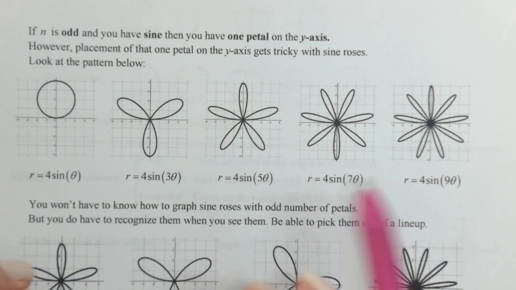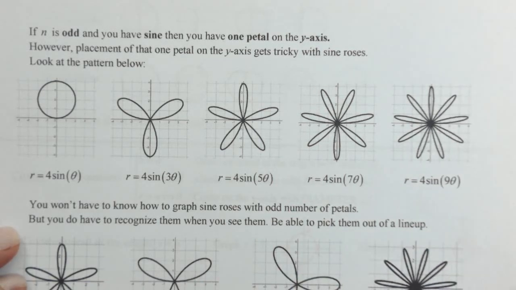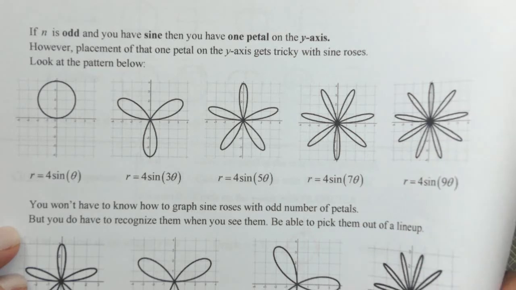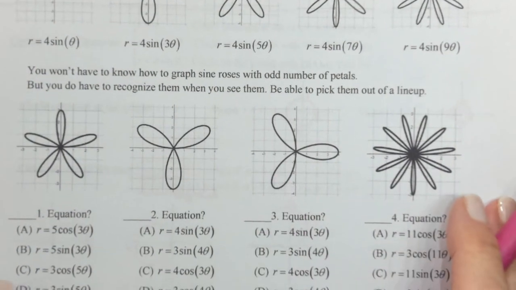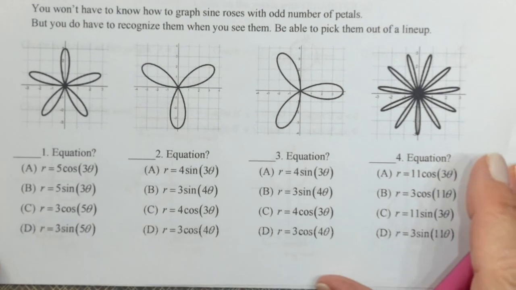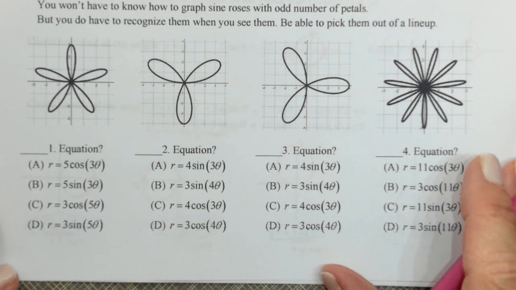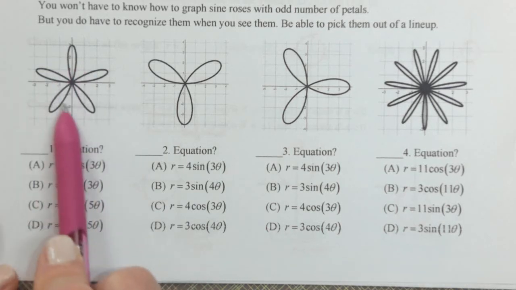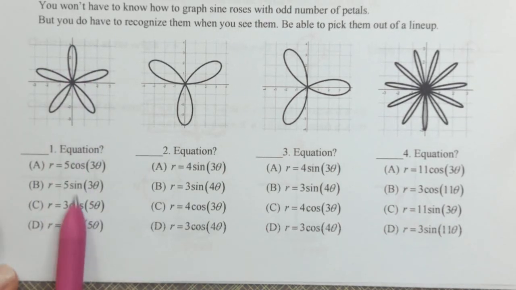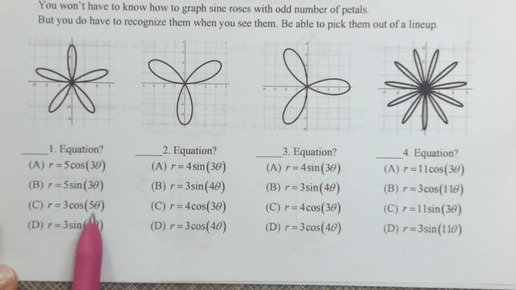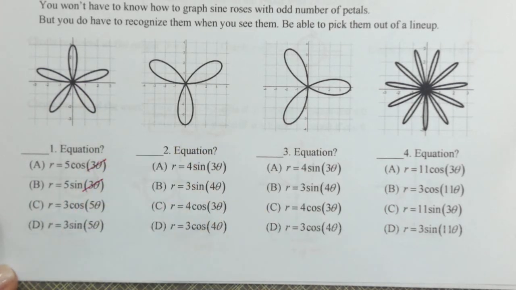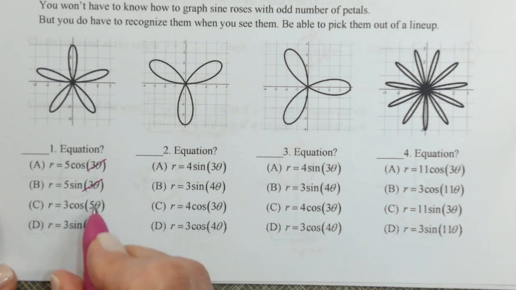So, you're not going to be responsible for graphing sine roses with an odd number of petals. You will need to know how to graph sine roses with an even number of petals, but not sine roses with an odd number of petals. Okay? You will need to be able to answer this kind of multiple choice question though. Okay. If I see this, which could be the equation? All right. Well, first of all, I see 5 petals. So it has to be either C or D. It can't be 3 theta. It has to be one of these.